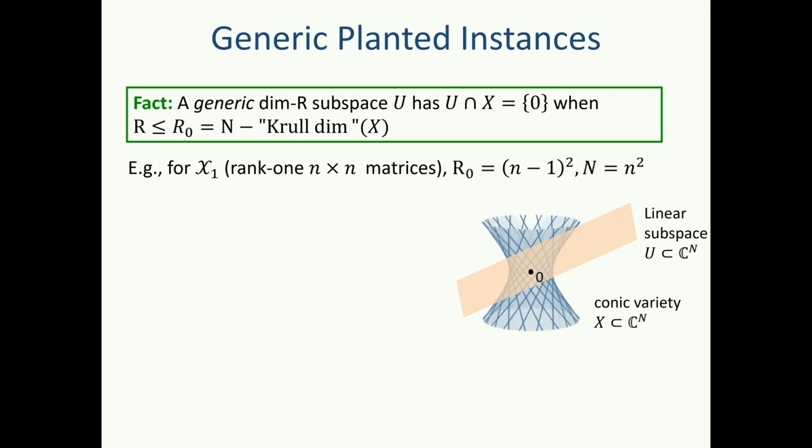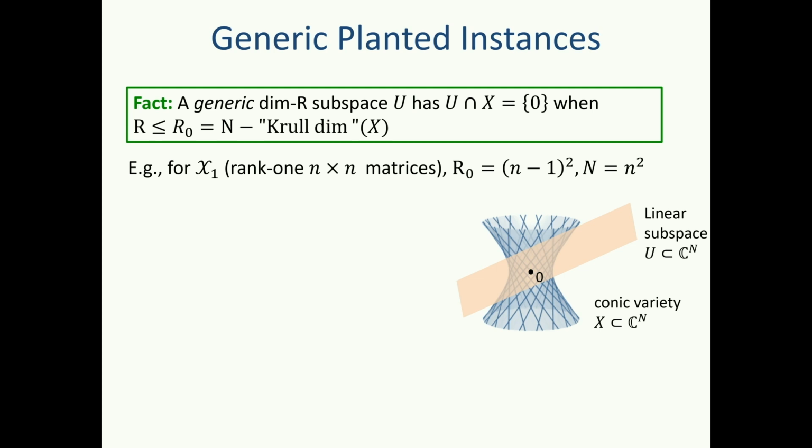Here's a fact that will motivate our model, and that's exactly what Ankur alluded to. If you take a generic r-dimensional subspace, its intersection with your given variety is going to be trivial as long as the dimension is at most some number r0, which is given by the dimension of this variety. It's called the Krull dimension of the variety. There are many ways of defining the dimension of a variety, but it's quite complicated. We won't need it for this talk.